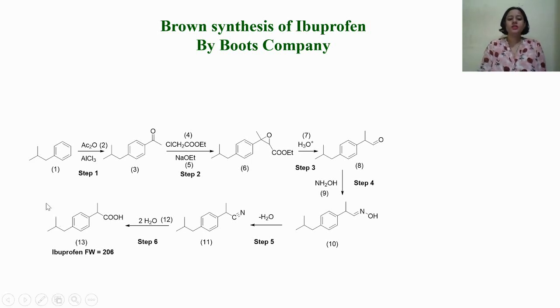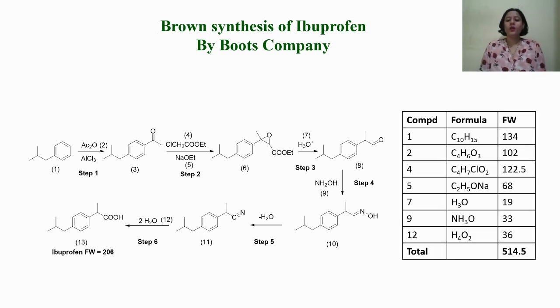So this is the synthesis of ibuprofen, and here you can see there are 6 steps. Step 1, acetylation. Step 2, formation of epoxide. Step 3 is formation of the aldehyde. Step 4 is formation of oxime. Step 5, formation of cyanide, and then hydration. Step 6, to give the carboxylic acid, the desired ibuprofen product.